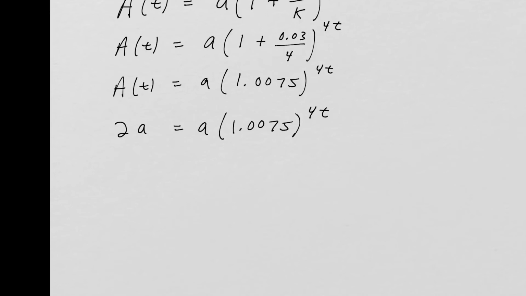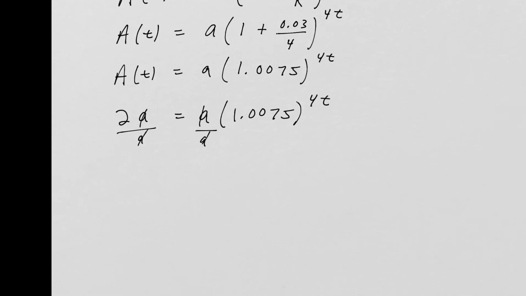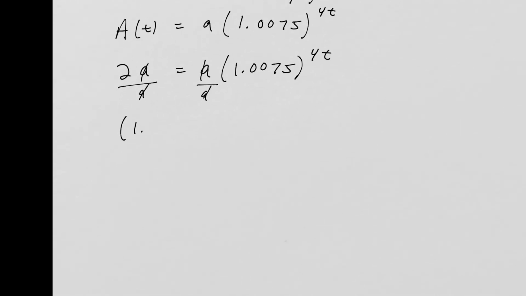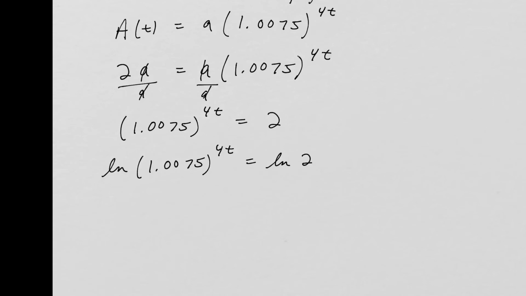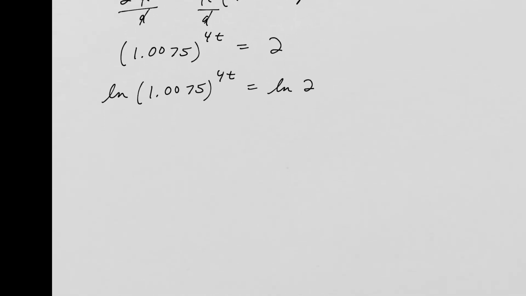So the nice thing here is, look what's going to happen to the a's. If I divide both sides by a, the a's will cancel. And then I just have 1.0075 raised to the 4t is equal to 2. And then how do I find t? Well, I need to take the log of both sides, so I'll take the natural log of both sides. And remember, what that buys us is that I can use that exponential property now. The 4t comes out front.